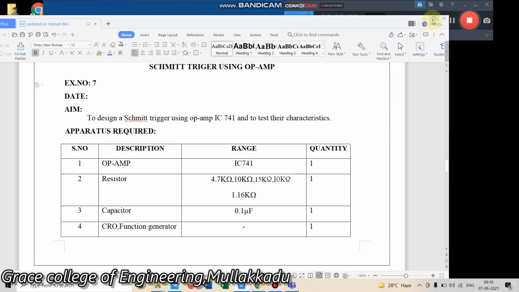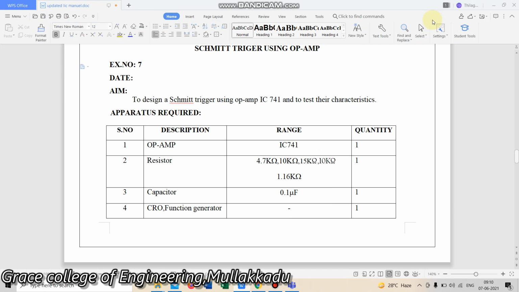Now we are going to see the next experiment, Schmitt trigger using operational amplifier. We are going to design Schmitt trigger circuits using operational amplifier, and we are going to study the characteristics, how it is going to produce the output. For the Schmitt trigger, we have to give the input as a sine wave and it produces the output as a square wave.